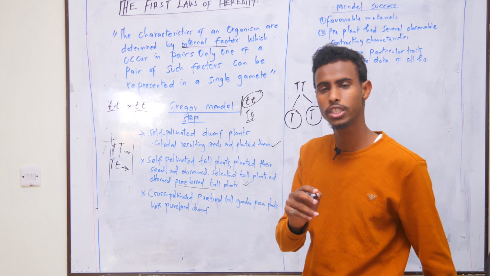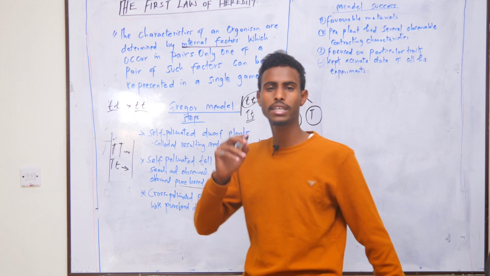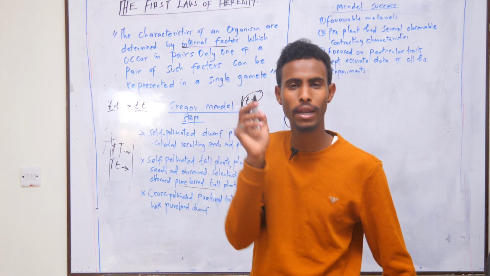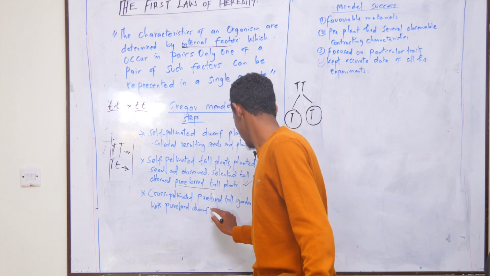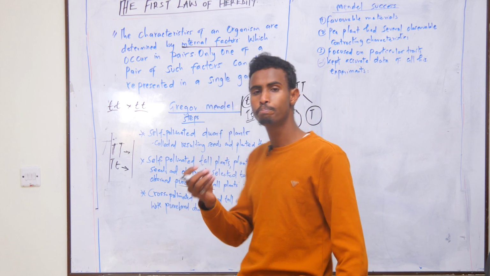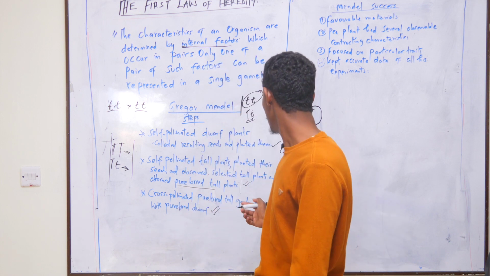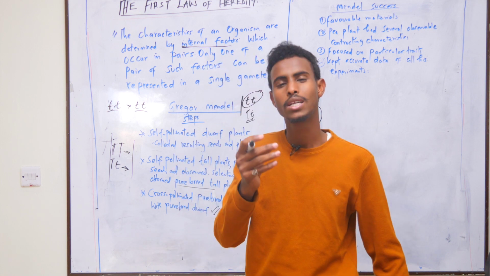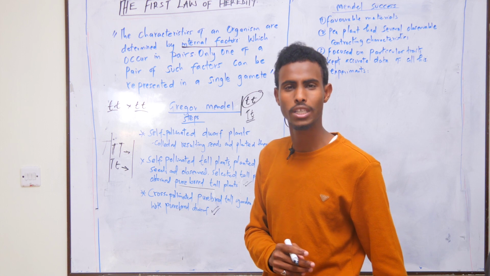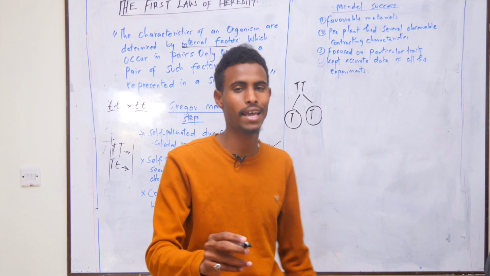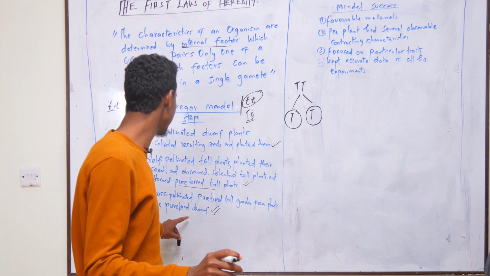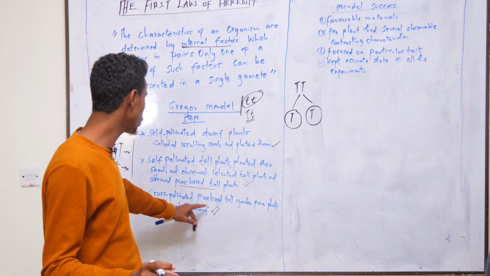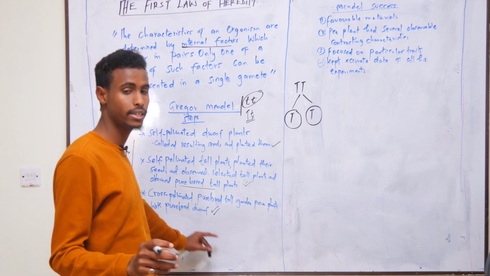Now, number three, he repeated the process until he got pure tall plants. Now, he cross-pollinated pure-bred tall plants with pure-bred dwarf plants. Now, what he got again was all plants being tall.